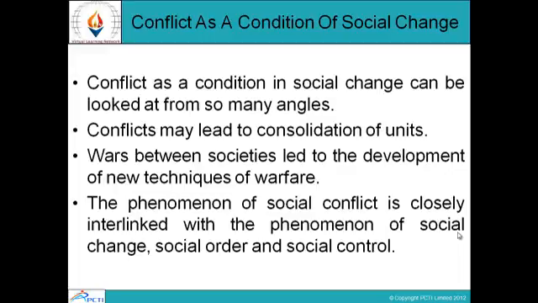Conflict as a condition in social change can be looked at from many angles. Conflicts may lead to consolidation of units. Wars between societies led to the development of new techniques of warfare. This phenomenon of social conflict is closely interlinked with the phenomenon of social change, social order, and social control. Individuals can be united with the help of social conflict within. They can feel united and be of use to each other. When any type of conflict happens, it leads to social change, social order, and also social coordination between various groups.